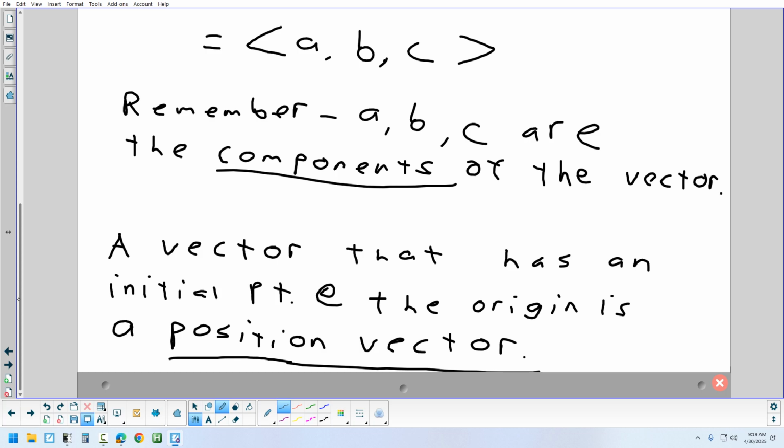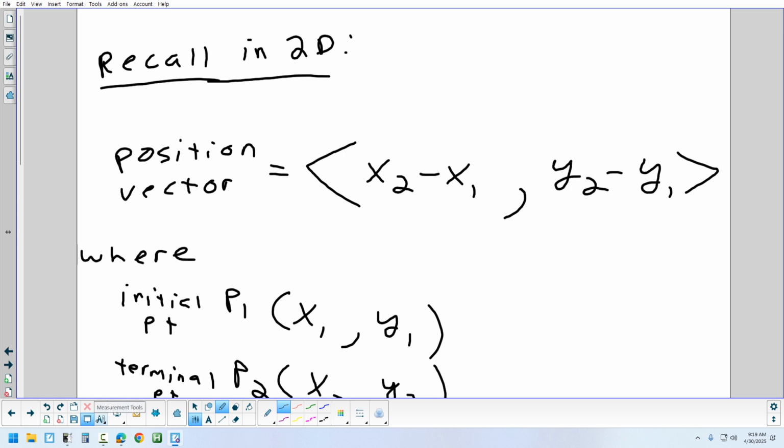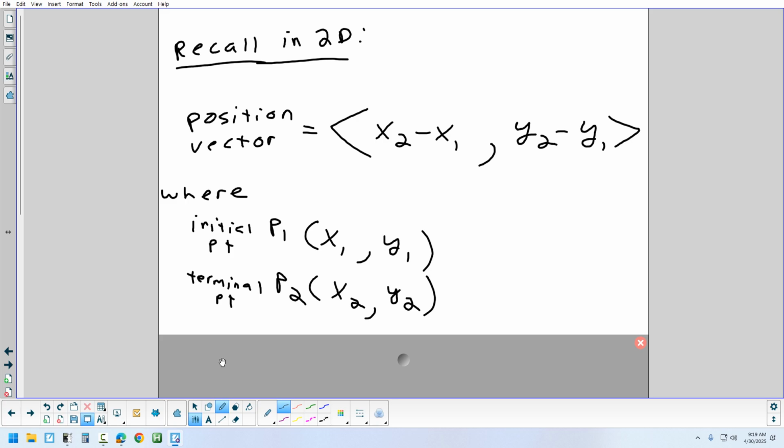Okay, and we had a formula for finding a position vector in 2D. So let's review that, and then we'll see if we can figure out the formula to find it in 3D. So in 2D, that's how you find a position vector. That should already be in your notes from a couple days ago. To find the position vector, all you're basically doing is taking the initial point and the terminal point, and you are subtracting them. When you subtract, does the order make a difference, or does the order not matter? Yeah, it needs to be in the right order.